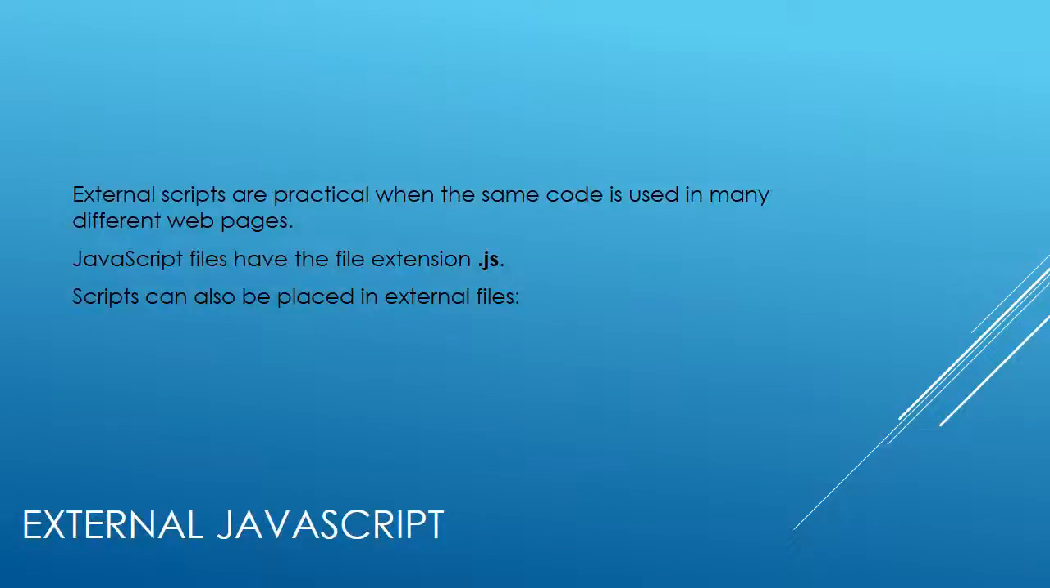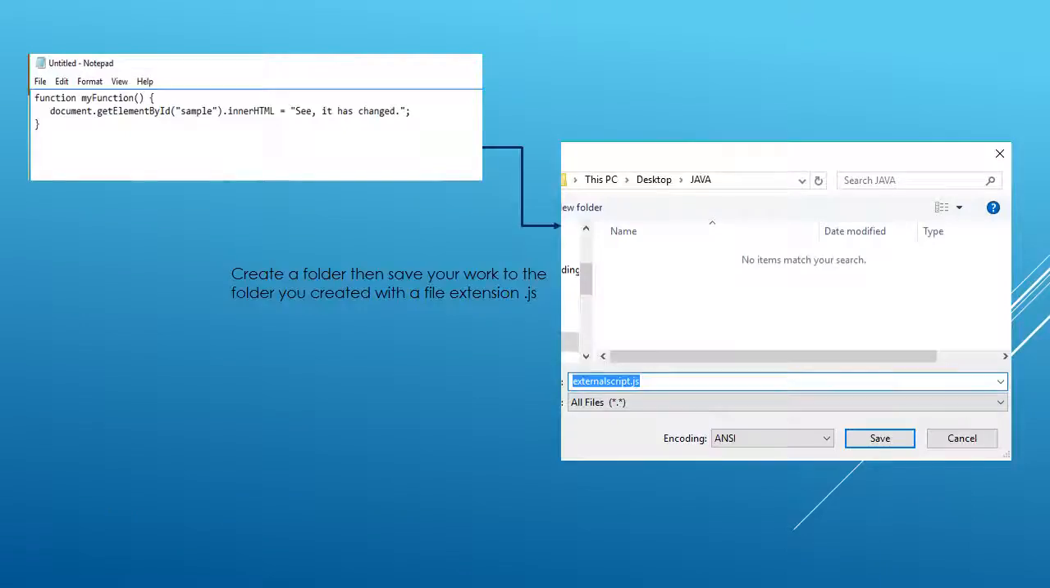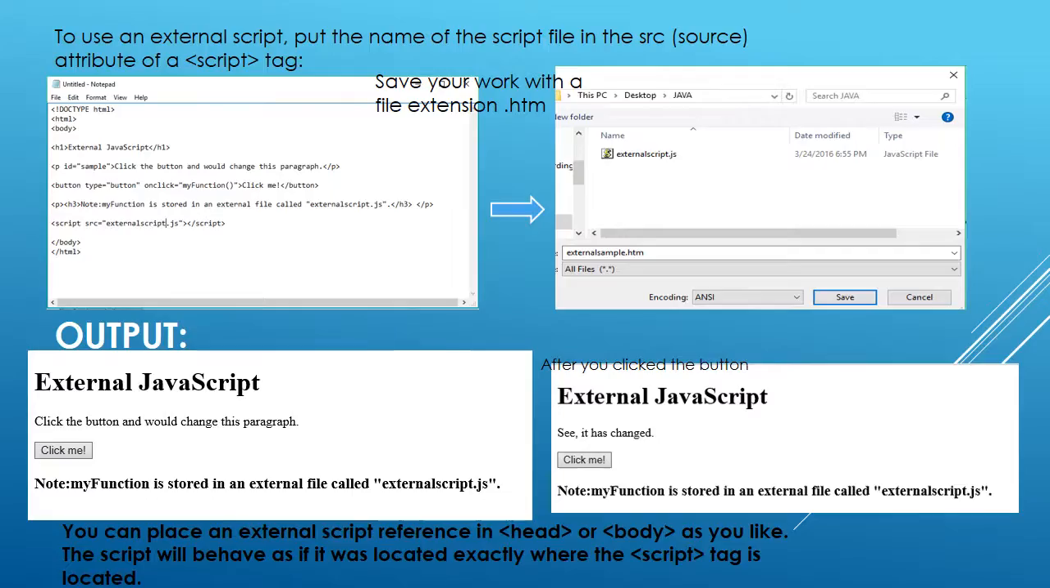External scripts are practical when the same code is used in many different web pages. JavaScript files have the file extension JS. Scripts can also be placed in external files. Create a folder, then save your work to the folder you created with the file extension JS. To use an external script, put the name of the script file in the source attribute of a script tag.